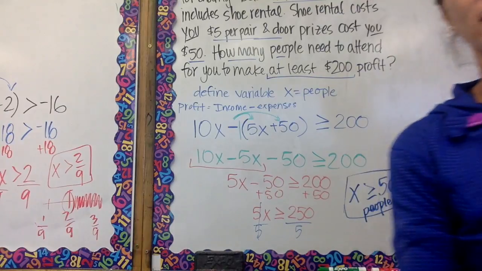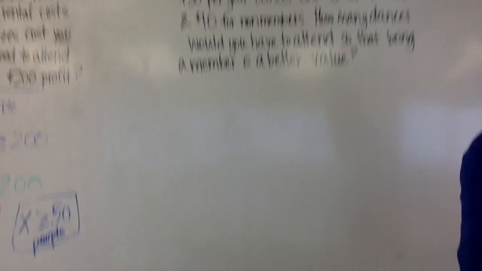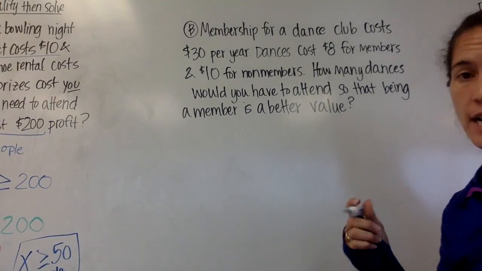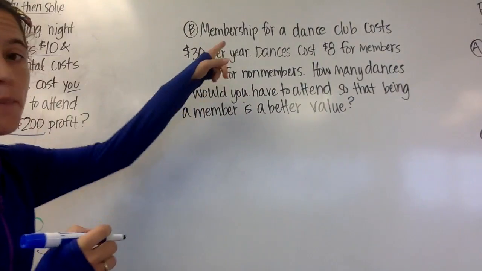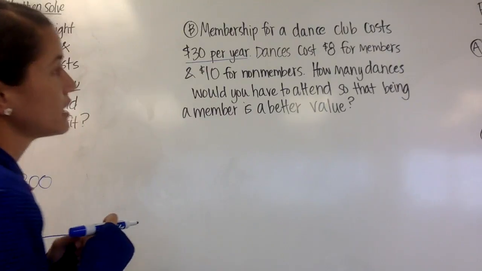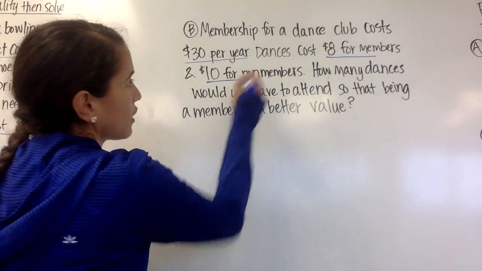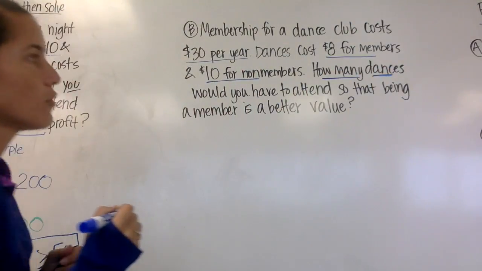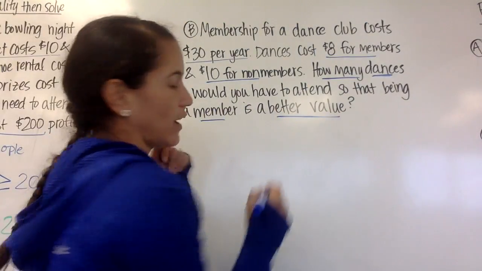Okay, so let me show you another example. All right, again, if you want to pause it and copy it down, you can. I'm going to go over the important information. Membership for a dance club costs $30 per year. Dances cost $8 for members and $10 for non-members. How many dances would you have to attend so that being a member is a better value?